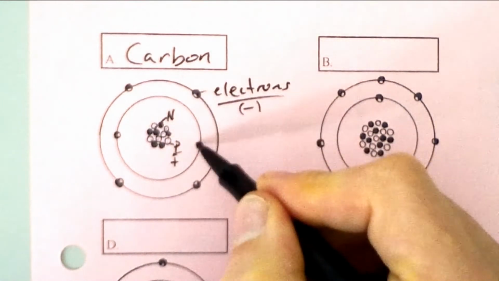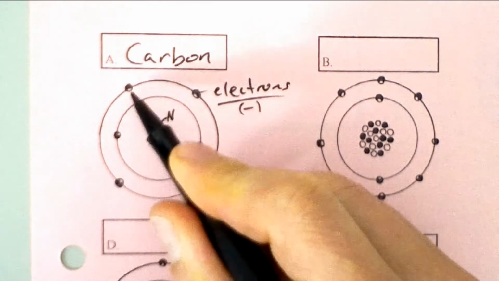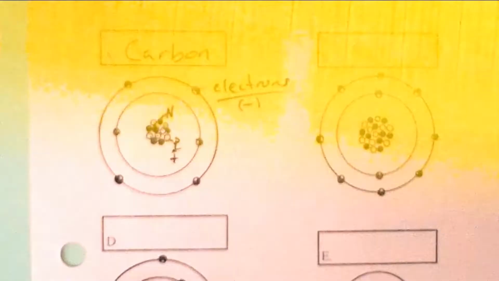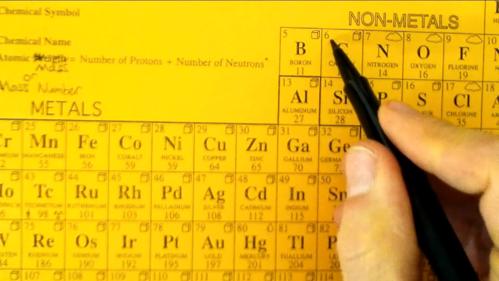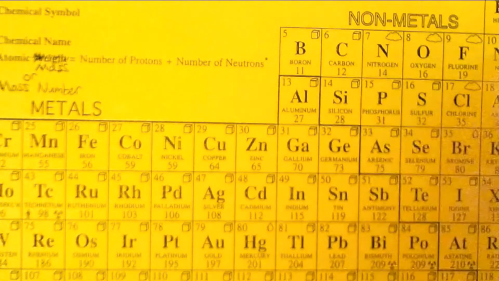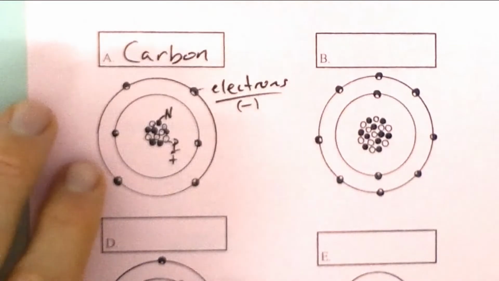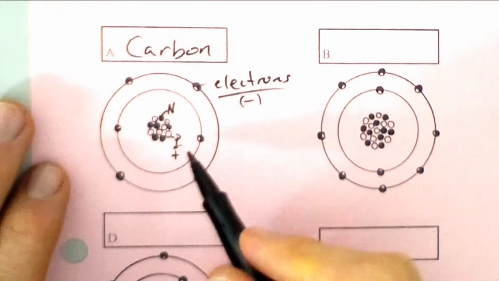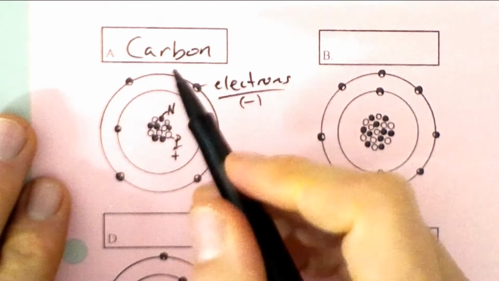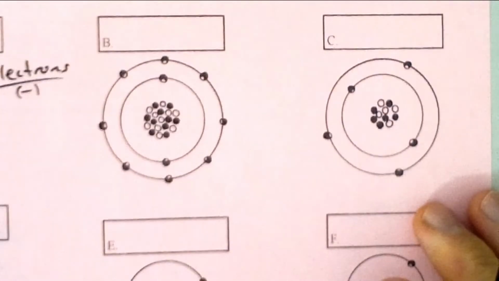So 1, 2, 3, 4, 5, 6 is the same as the number of protons. 6 electrons means it's carbon. So that's how you figure out which element it is based on the Bohr model. So let's do another example.